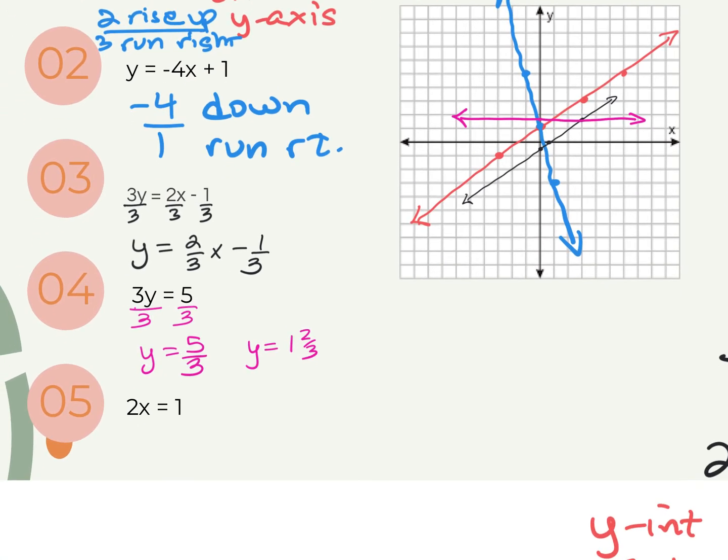And then the last one will be a vertical line. And let's see if I can get another color here.